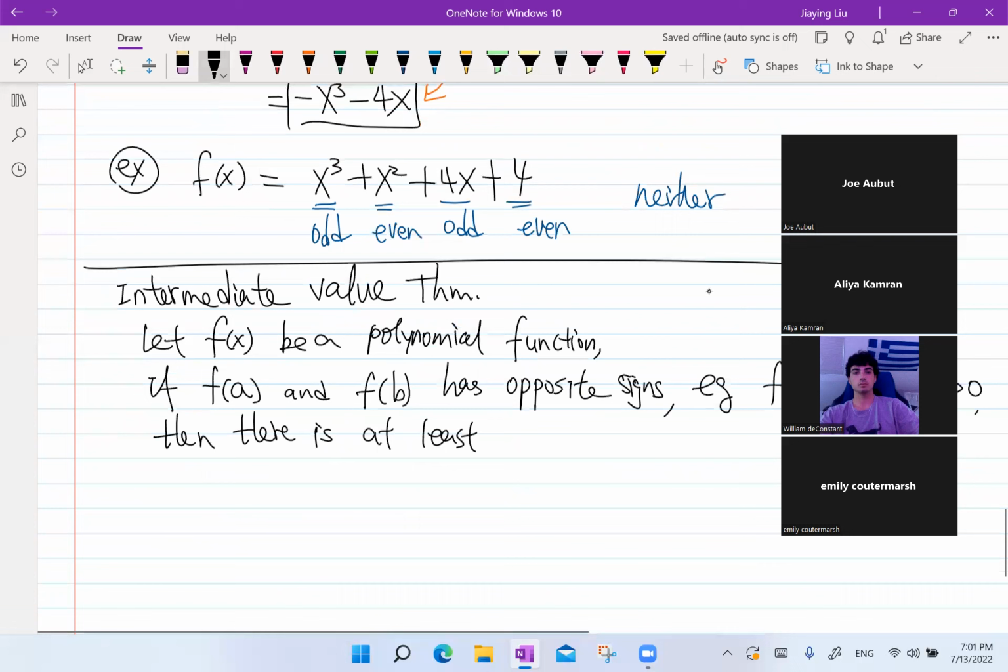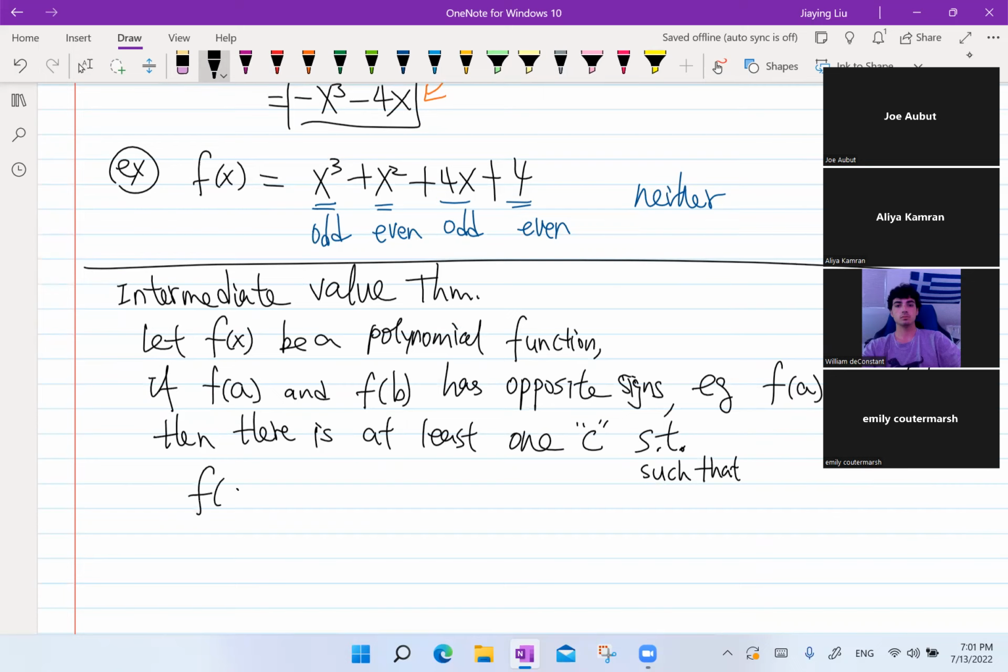So there is at least one c value. So c is the x value such that, s.t., if you haven't seen this before, it means such that f of c equals 0, which means when x equals c, f of x equals 0. So when x equals c, f of x equals 0.